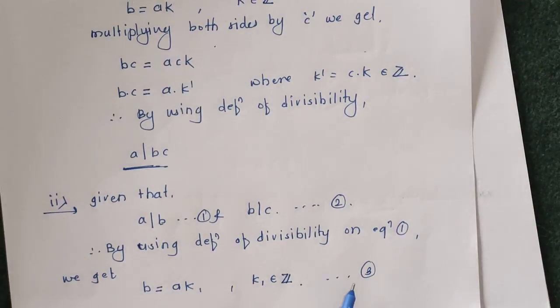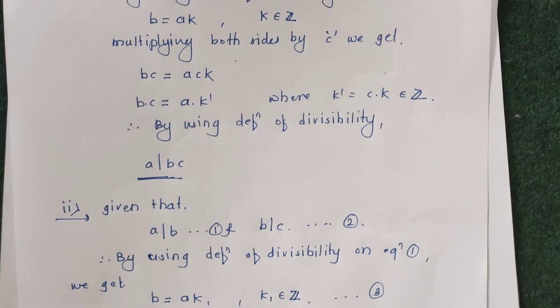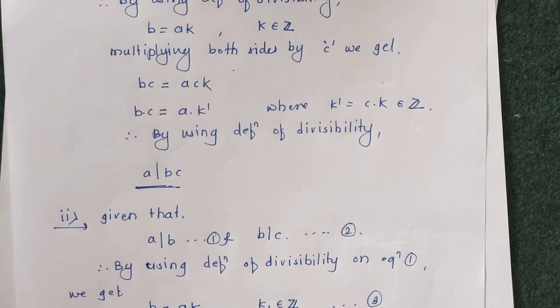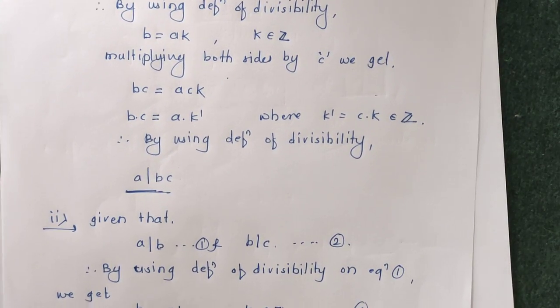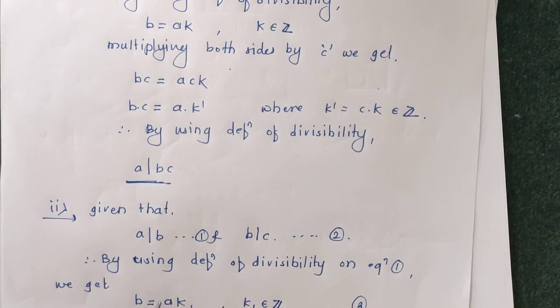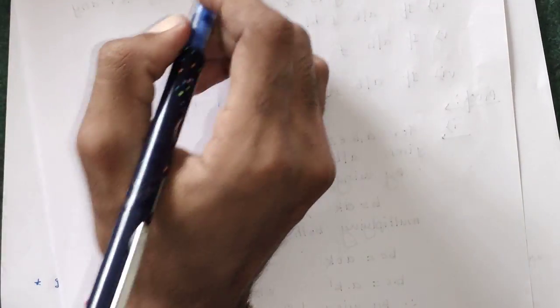Now from equation 3 and 4, what can we write? From equation 3 we have the value of B, that is B is equal to A into K1, and we are going to put this value of B in equation 4. Therefore, by using equation 3 we get C is equal to, what was equation 3?